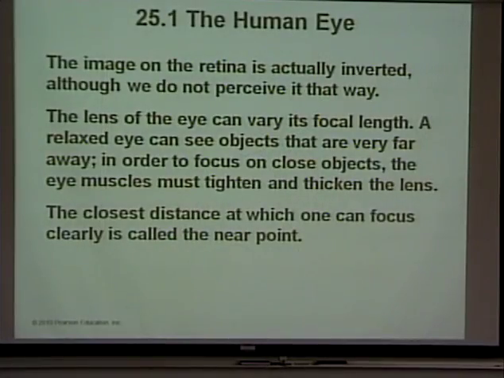All right. So the image on the retina is actually inverted, although we do not perceive it that way. Your brain reminds you, oh yeah, the world's right side up. And the lens of the eye can vary its focal length. A relaxed eye can see objects that are very far away. In order to focus on close objects, the eye muscles tighten and thicken the lens, so they turn it into a converging lens. That's why you need help with your nearsightedness. They give you a diverging lens, and with farsightedness, they give you a converging lens.